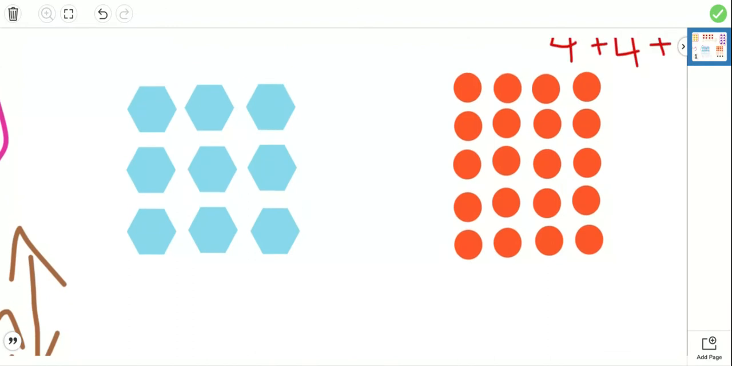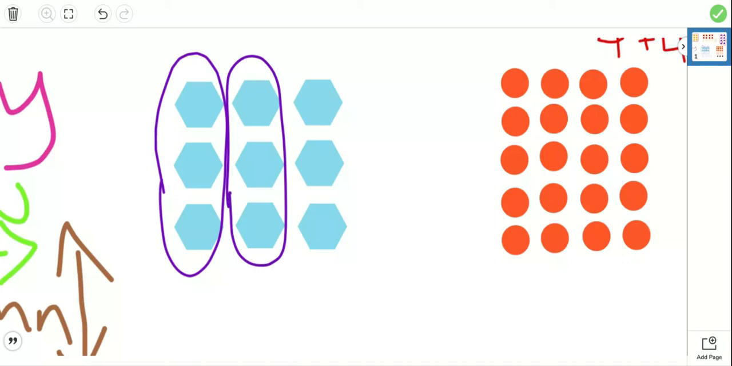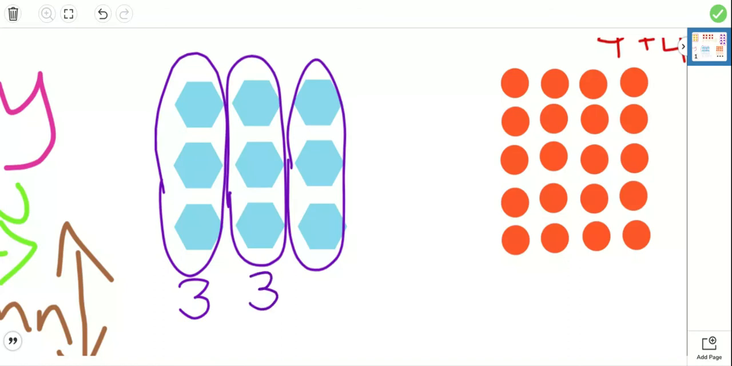So we did this yesterday, but this time we're doing columns instead. Remember, you can do rows, you could do columns. So I'm going to first circle the column up and down, circle the column up and down, and circle the column up and down. And I see 3 in this one, 3 in this column, and 3 in this column. So this repeated addition equation for this array is 3 plus 3 plus 3, and that equals 9.